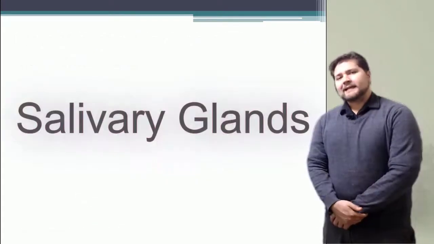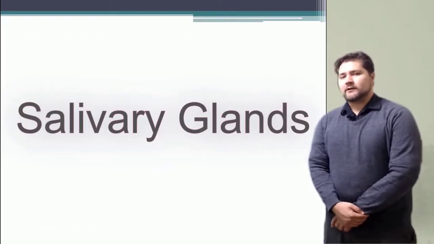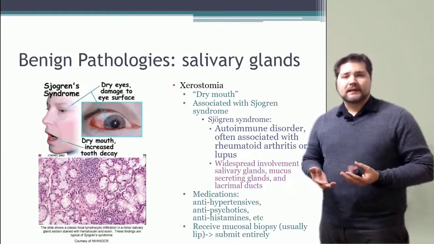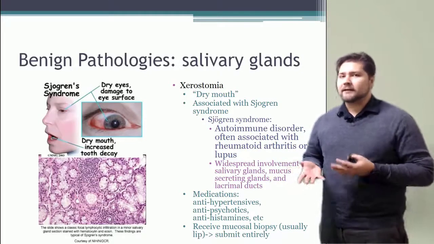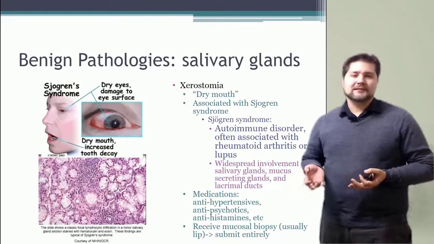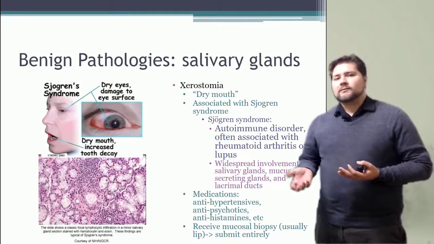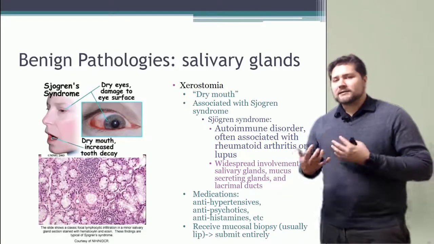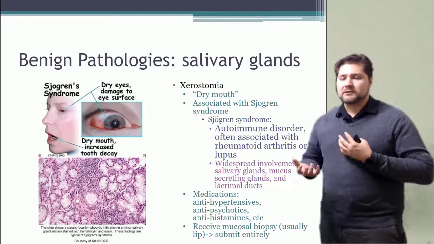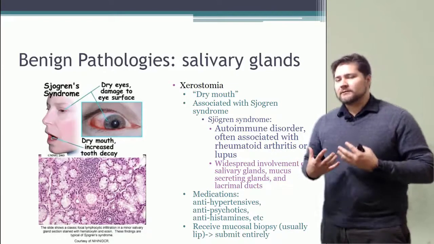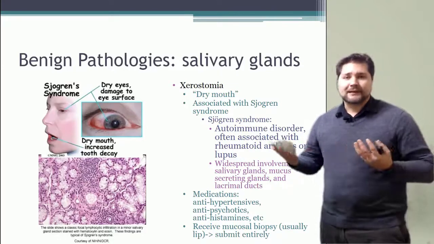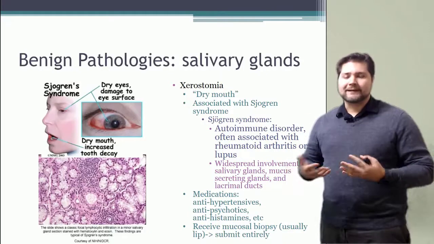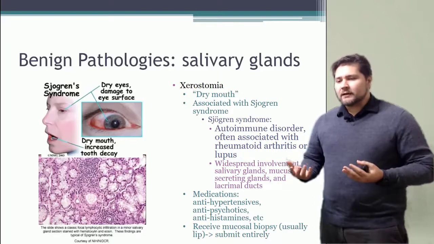So now moving on to our last primary region of the oral cavity, salivary glands. So we'll start with a benign pathology, xerostomia, and this is known as dry mouth in the common vernacular. And this is associated with Sjogren's syndrome. Sjogren's syndrome is an autoimmune disorder kind of associated with rheumatoid arthritis. What happens is our immune cells start attacking some of our salivary glands and mucus-producing cells. It makes it very difficult for them to supply moisture into the oral cavity and help get things lubricated and ready for digestion.